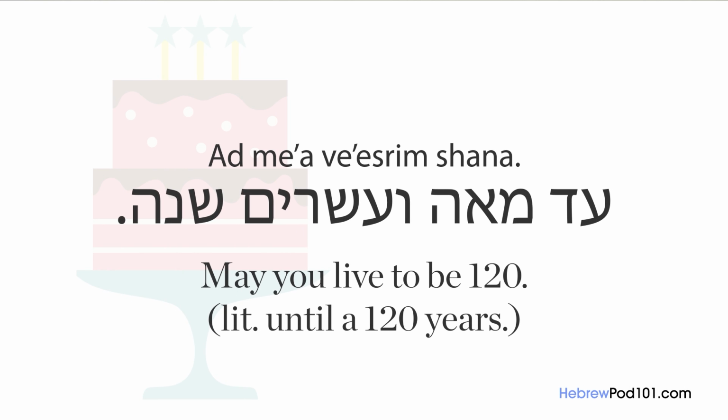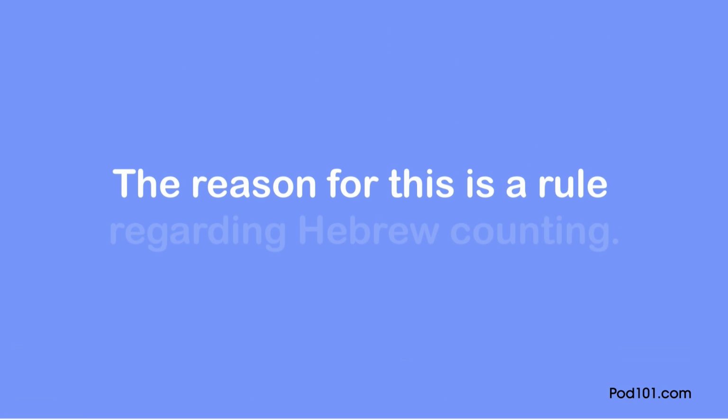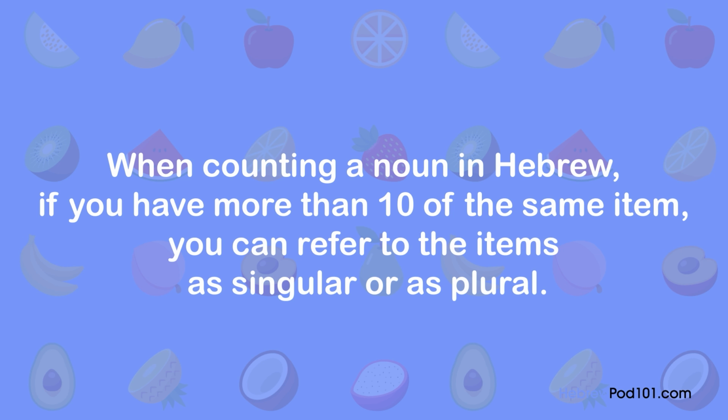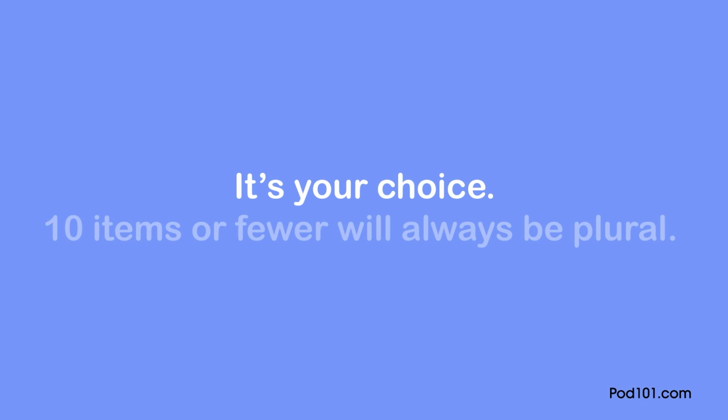You may have heard the common Hebrew birthday greeting, Ad 120 shana, meaning, may you live to be 120, or literally, until 120 years. If you have, you probably wondered why the word for year, shana, is in its singular form and not its plural form, shanim. The reason for this is a rule regarding Hebrew counting. When counting a noun in Hebrew, if you have more than 10 of the same item, you can refer to the items as singular or as plural. It's your choice. 10 items or fewer will always be plural.